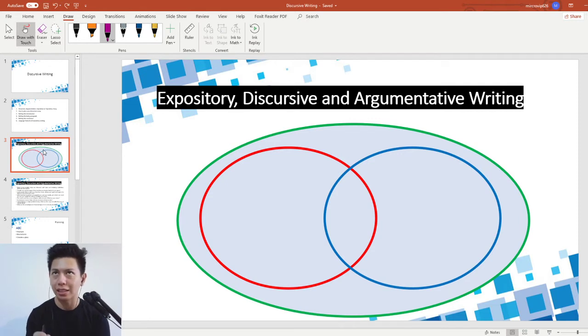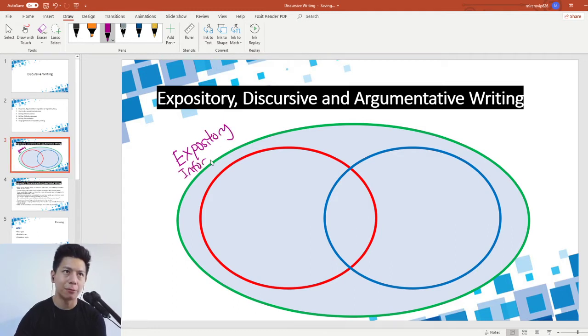Expository writing is highly educational. There's a lot of information in it. You might use statistics, news, and facts. And then what about discursive writing, argumentative writing? I hope this Venn diagram will give you a good idea of what the differences are. Expository writing is also called informative writing. Your job is to expose something, to inform someone. That's why they call it expository writing, to expose an issue.